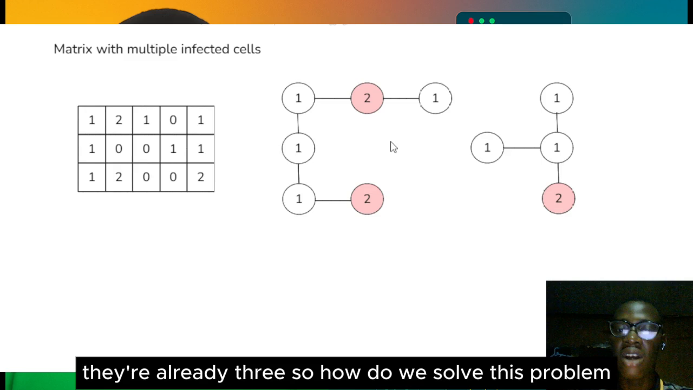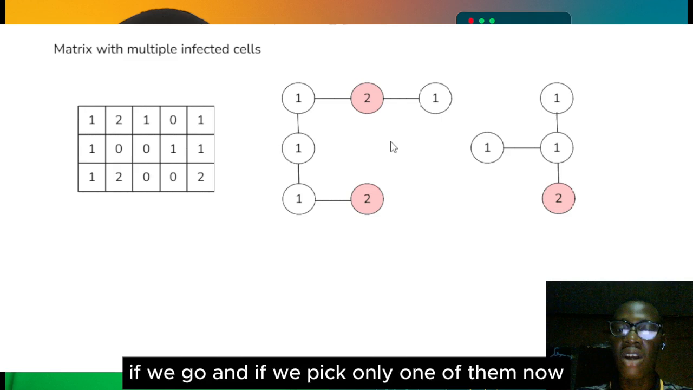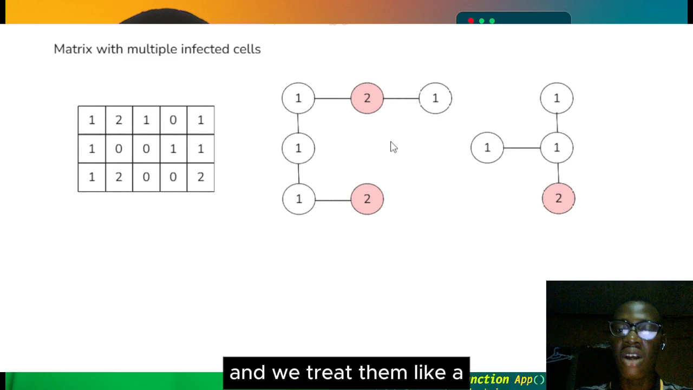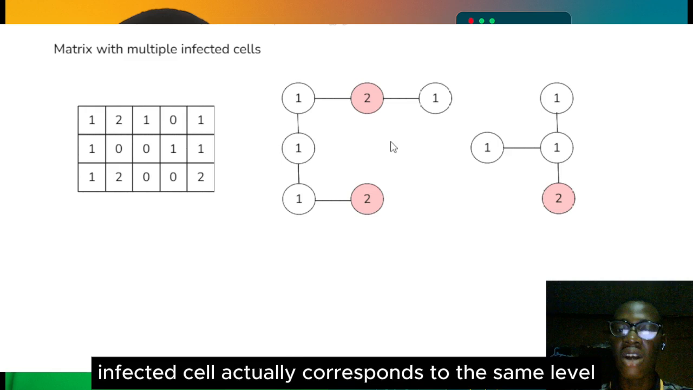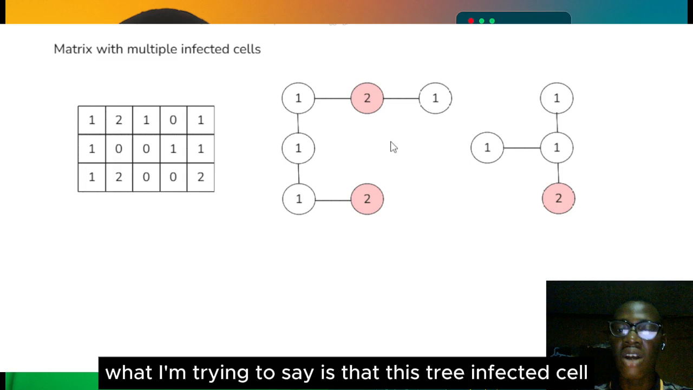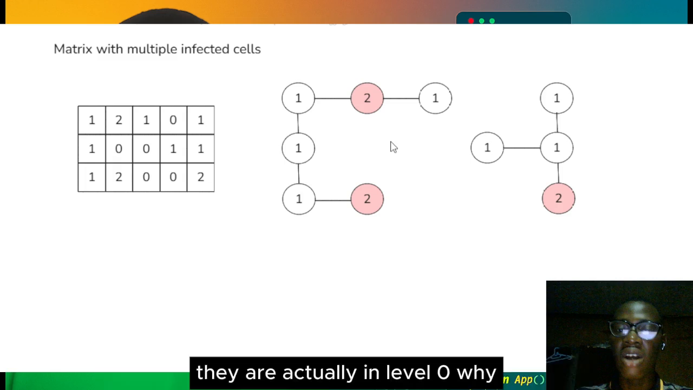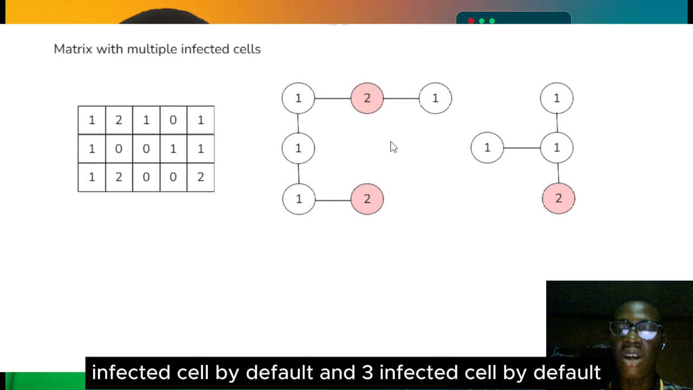So how do we solve this problem? Because if we pick only one of them and we treat it like a matrix with only one infected cell, it's going to cause a problem. Why? Because these three infected cells actually correspond to the same level, right? What I'm trying to say is that these three infected cells are actually in level 0. Why? Because at the very second equals 0, at that very second we have 2 infected cells by default, and 3 infected cells by default.